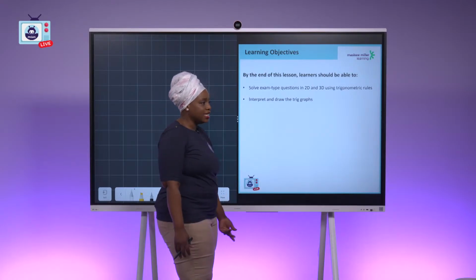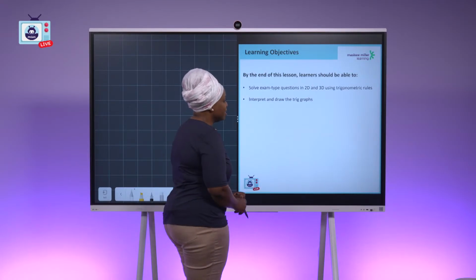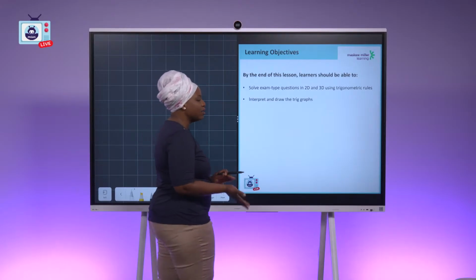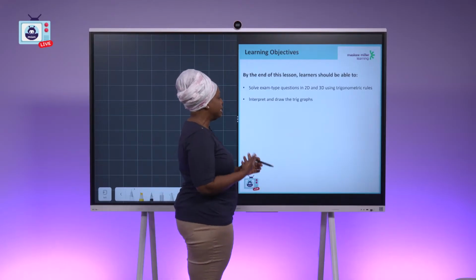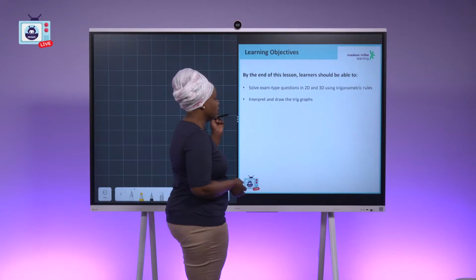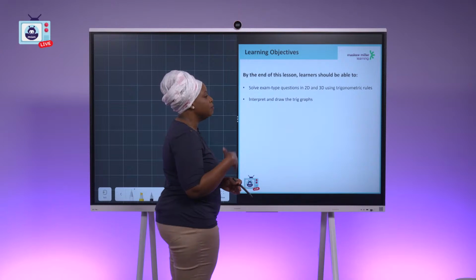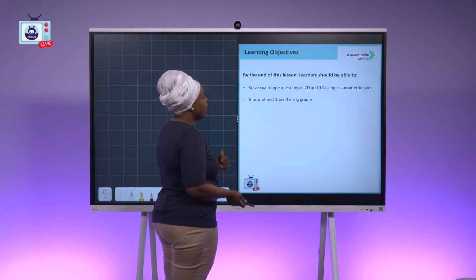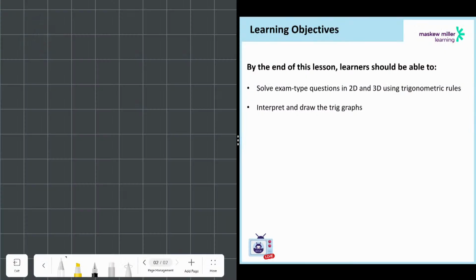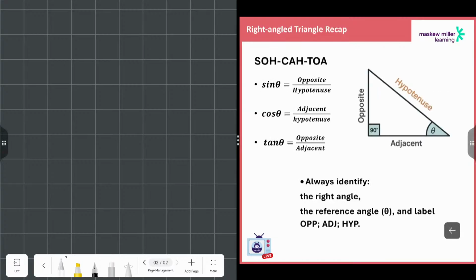Within this session, at the end of it, we're going to do a recap, and then we go deep into what we need to do, which is solving some exam type questions about these 2D shapes and also the 3D shapes using the trigonometric rules, and how to interpret and draw the graph provided, right?